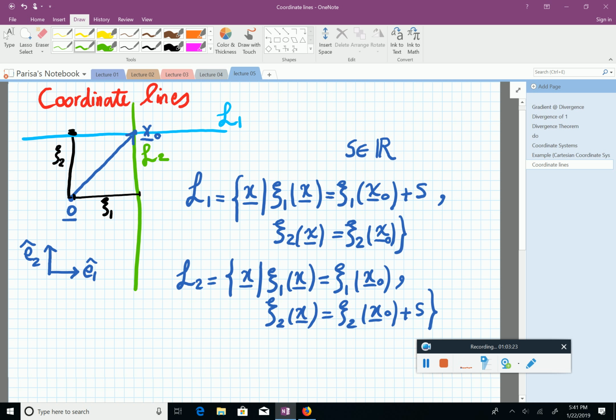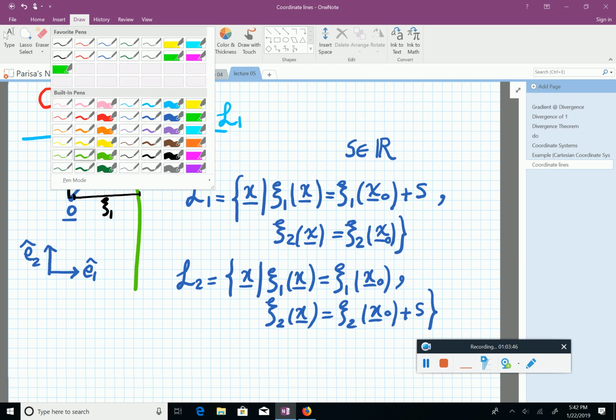Now for Cartesian coordinate system, these lines are very obvious. You will see in polar coordinate system, they are not really lines. They can be a curve. In a spherical also, they can be curvilinear. They don't even have to be lines. But they are important conceptually, and you will see soon why.